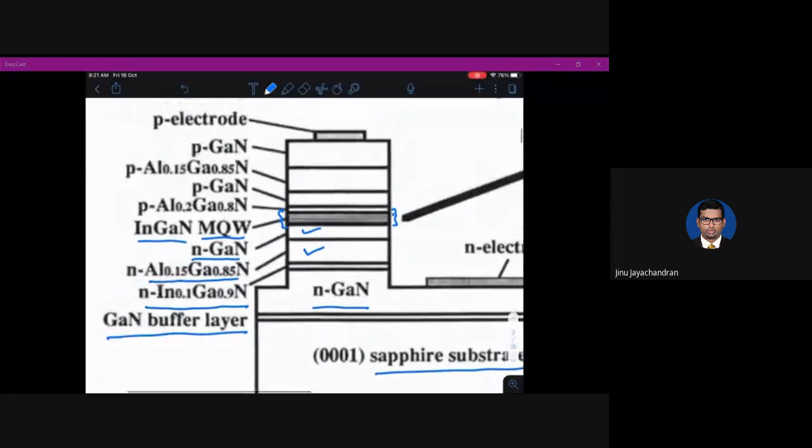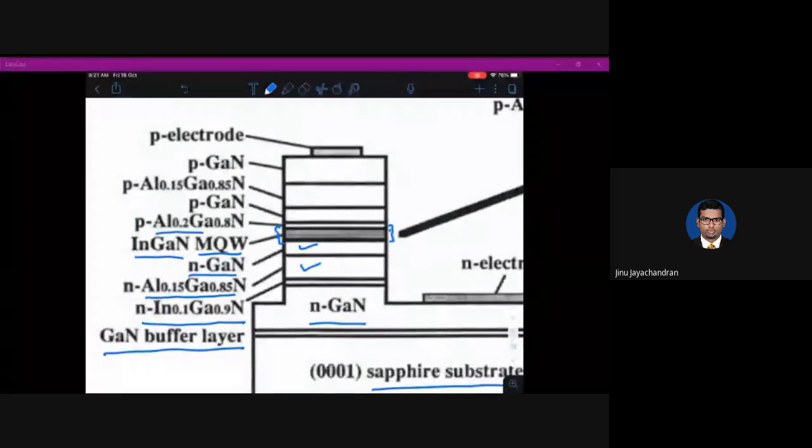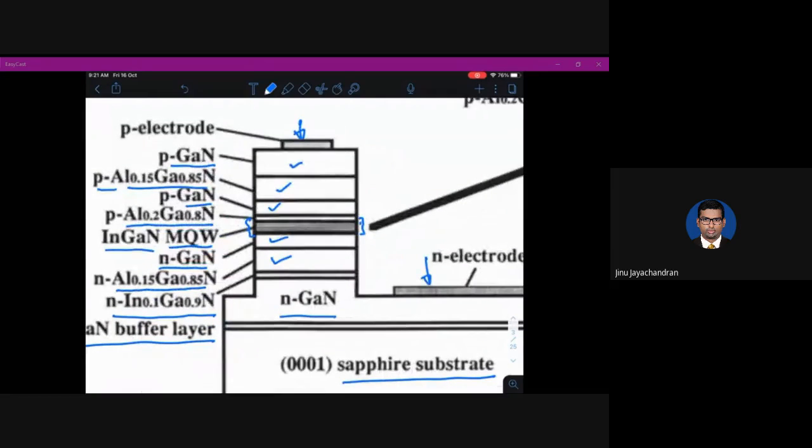And then we have aluminum gallium nitride, a p-type gallium nitride, a p-type aluminum gallium nitride, and a p-type gallium nitride layer. Okay, so these are the different layers of this device, and there is a metal contact at the top and at the lateral entry. And there is a p electrode and an n electrode, which is basically connecting to this metal.